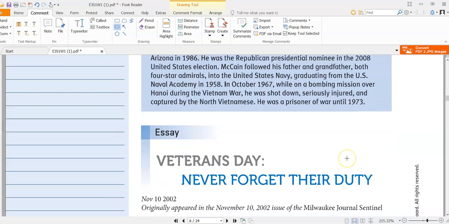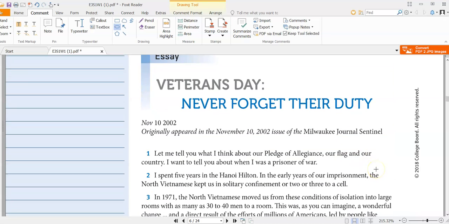Here's a little bit about John McCain. So as we read this essay, I'm going to read the first 3 paragraphs with you and show you what I would underline, what I would circle, etc. Then you're responsible for doing the rest of the essay, and then you can come back to me and we'll do the questions, or I'll explain the questions to you to help you find the answers.